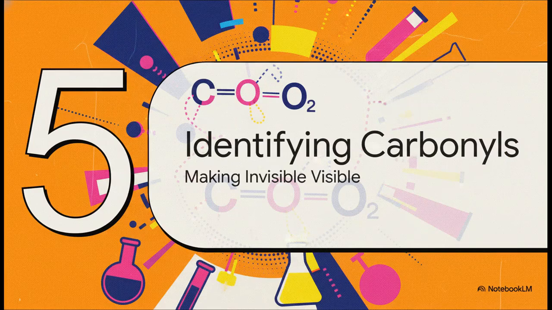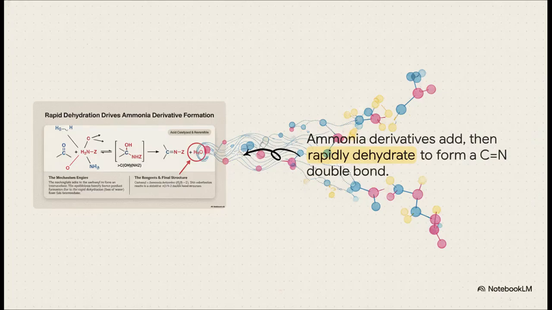So why does any of this matter if you're not trying to build a new molecule? Well, this reaction has an incredibly powerful real-world application. It lets chemists see molecules that are totally invisible in a test tube. The key here is to use a derivative of ammonia as our nucleophile. Now, the first part of the reaction is exactly what we've already seen. The nucleophile attacks the carbon.